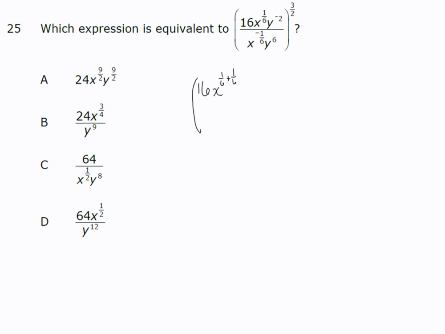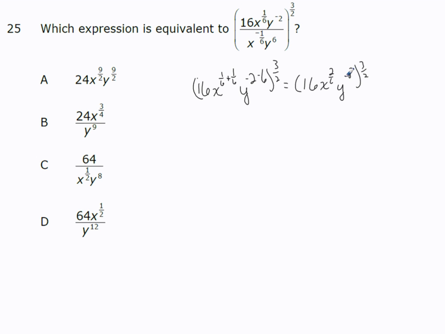Let me fix that parenthesis, it was too big. And then we have y to the negative 2 minus 6. It's all to the 3/2 power. So this is going to be 16 times x to the 2/6 power, y to the negative 8 power, all to the 3/2 power.